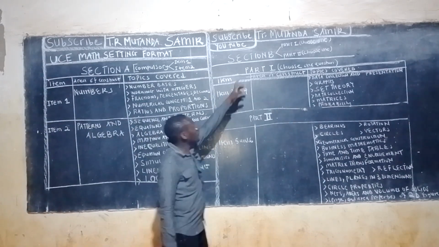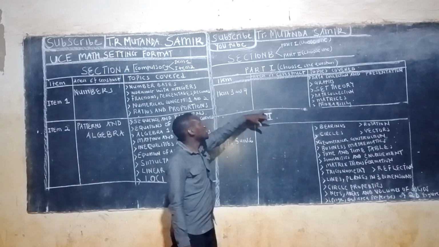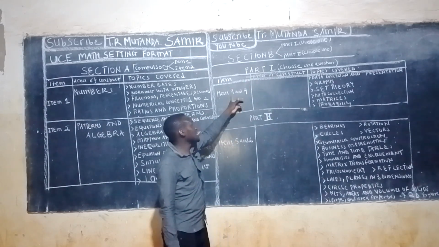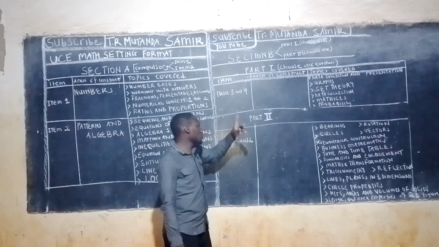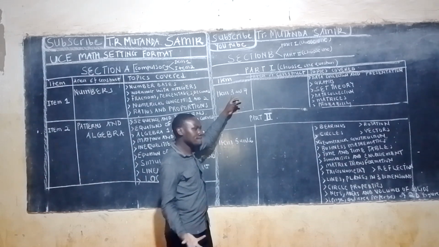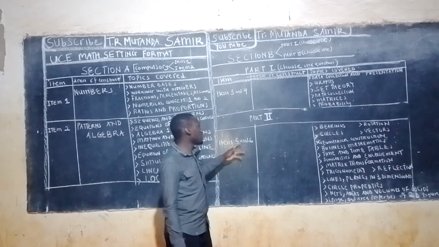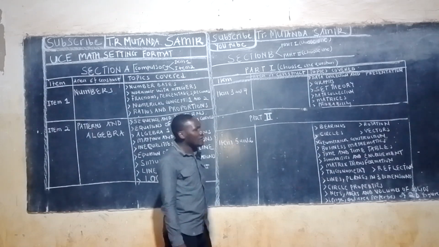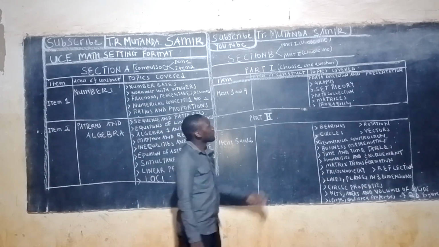Now, section B has 2 parts, part 1 and part 2. In part 1, we have 2 questions, 3 and 4. In part 2, we also have 2 questions, 5 and 6. But here you are meant to do only 1 question. You can do question 3 and leave out 4, then do question 5 and leave out 6, or vice versa.